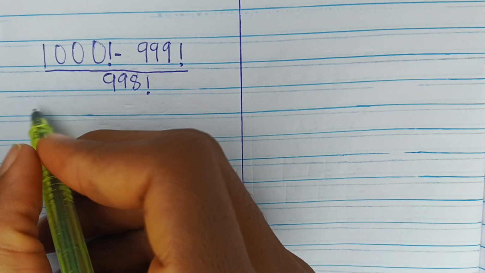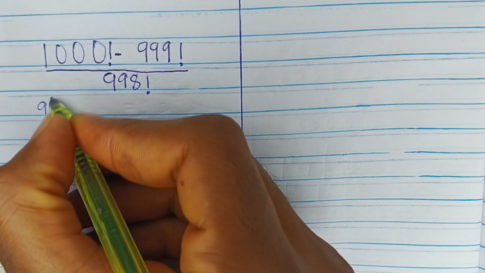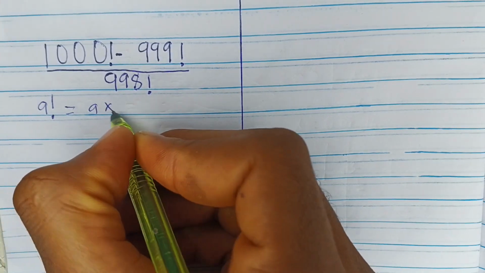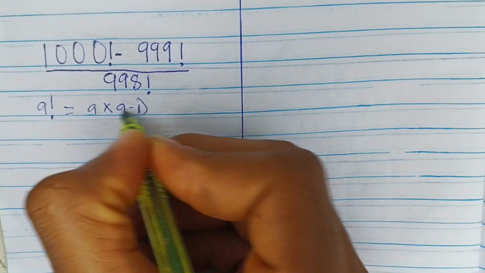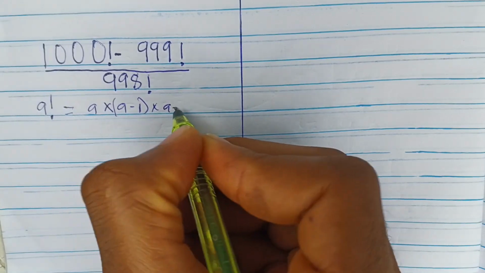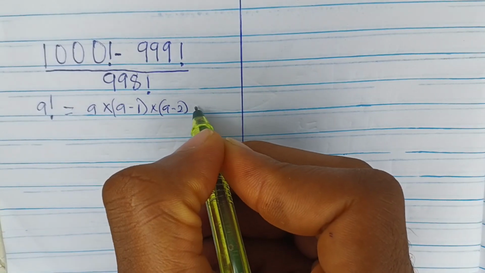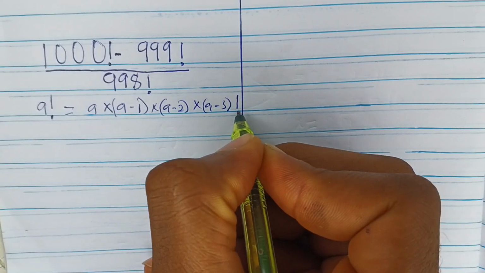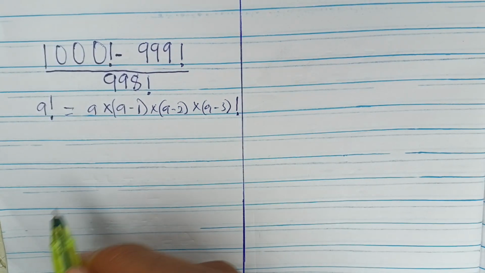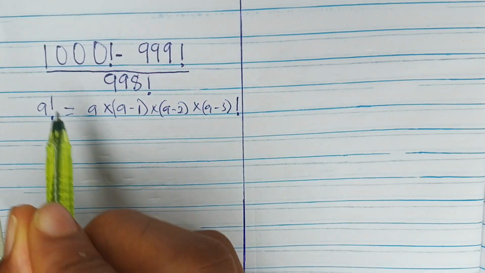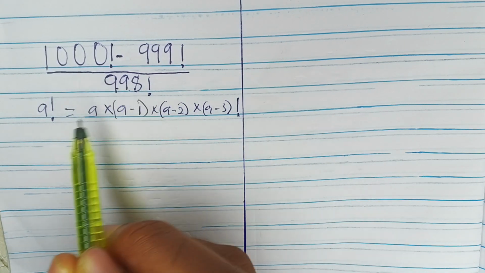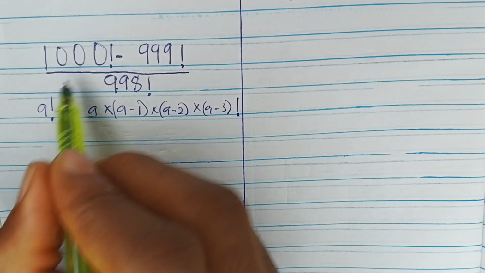Now, if I have a factorial, it is equal to a times (a minus 1) times (a minus 2) times (a minus 3) factorial. Hence, I'll do this for each and every number here, but then I want to express every number to end with 998 factorial. Let me show you what I mean.